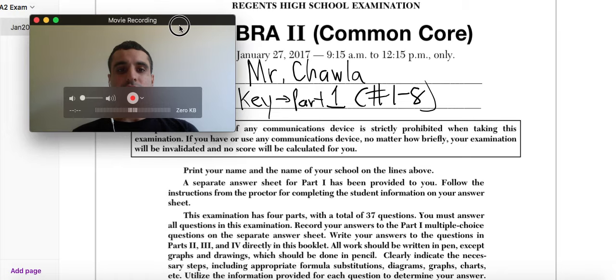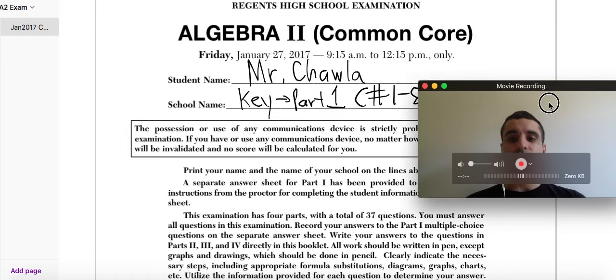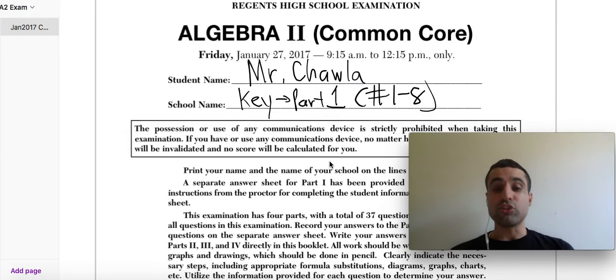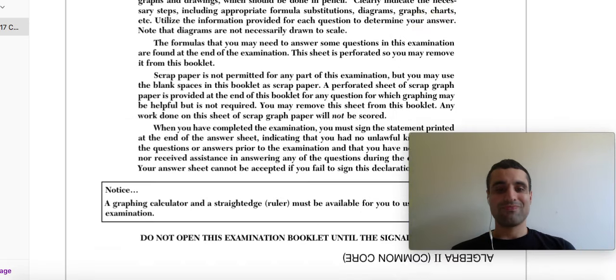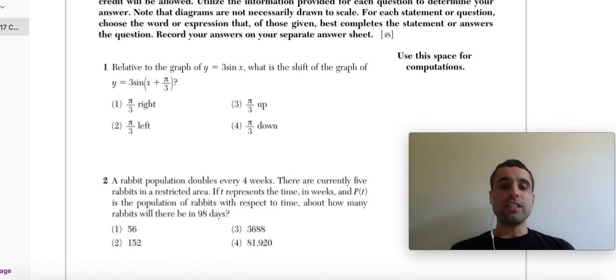And again, it's Mr. Chavla, and we're going over the January 2017 Common Core Algebra 2 exam. Let's go. So, number 1: relative to the graph of y equals 3 sine x, what is the shift of the graph of y equals 3 sine x plus pi over 3?